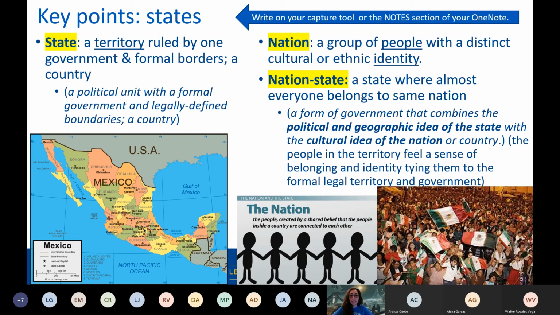But really, a state is like the United States, or like Mexico, or France, or Nigeria, or Saudi Arabia, or Iraq. That's what most people mean when they say a country. So a political unit with a formal government and legally defined boundaries, a country.